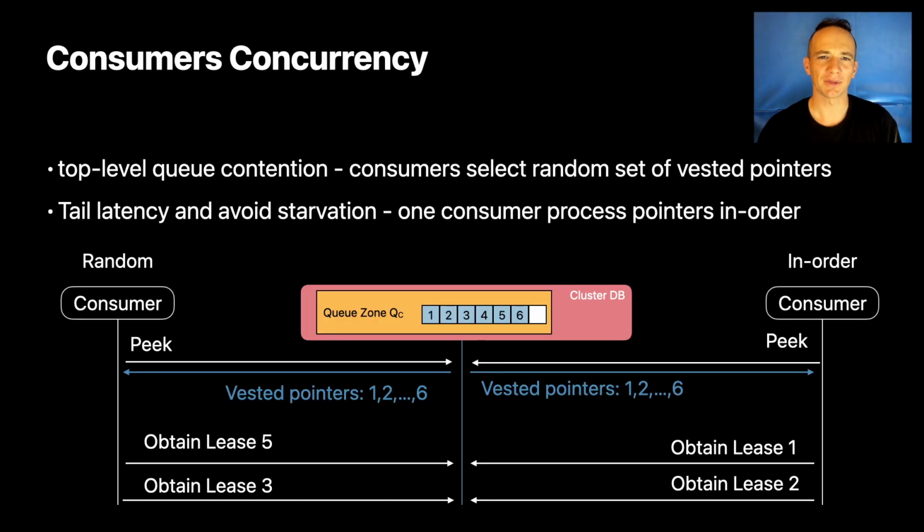concurrency among consumers. Generally, consumers contend only on the top-level pointer queue. In order to reduce contention, scanners select a random subset of vested pointers and pass their selection to queue managers. Using random selection means that in some rare cases, scanners might take a long time to get to pointers, which affects tail latency. To address the potential issue, one consumer is dynamically selected to pick pointers in order.